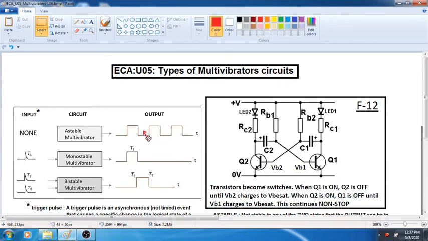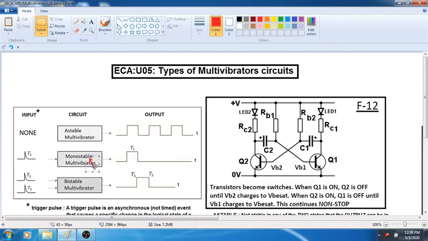So this and this sometimes can be equal or they can be different also. There is no rule that both are equal. Now, on what basis these two will be equal or unequal, we will decide when we are actually analyzing the astable multivibrator.